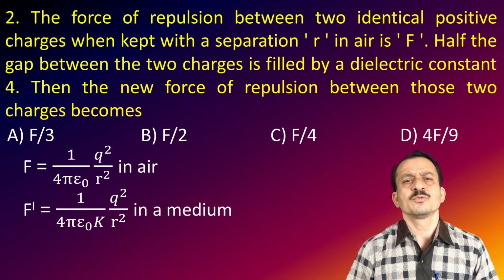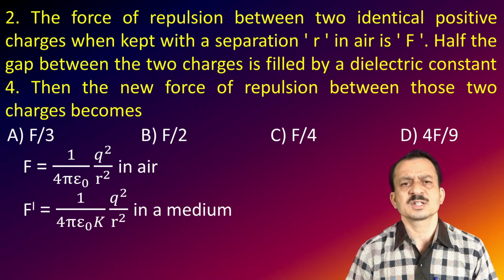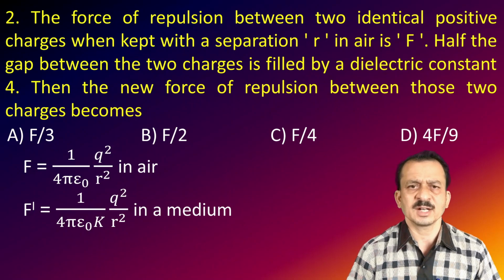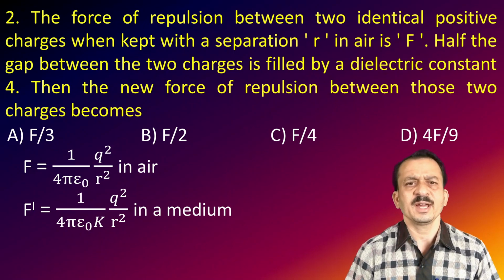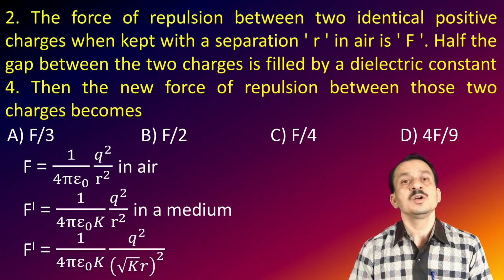Therefore, this force is not only depending on the distance, that is r square in the denominator, it is also depending on the k value in the denominator. Therefore, k and r square are variable. For that reason, let me take k inside the r square term. So then it becomes root k r whole square.